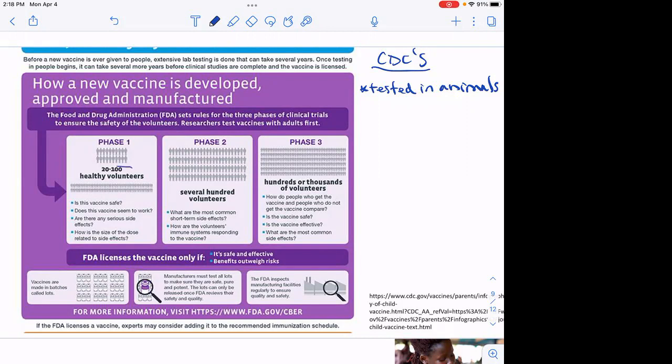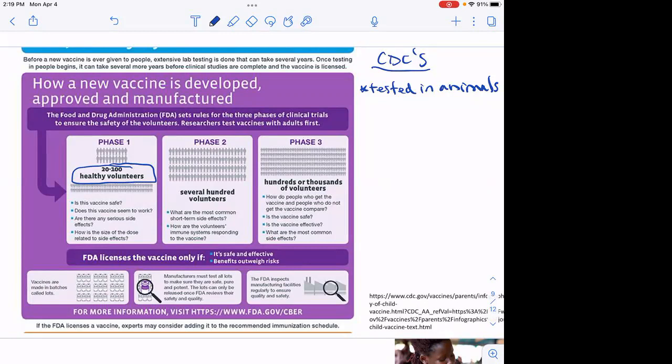So in phase 1, you start with small groups of volunteers. So maybe somewhere between 20 and 100 volunteers that are healthy. Okay, so they're checked out to make sure that they don't have any pre-existing conditions. They look for side effects. Sometimes they can tell, hey, is this effective? They're not intentionally exposing those people to the pathogen, but they see if they contract it when they go about their business. Okay, they look at that data.